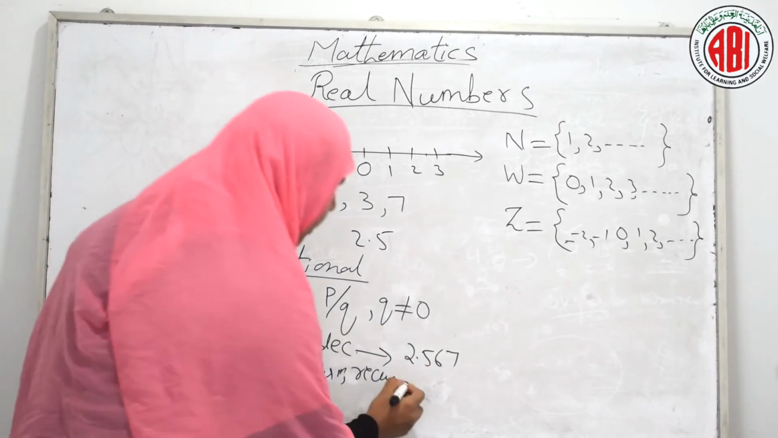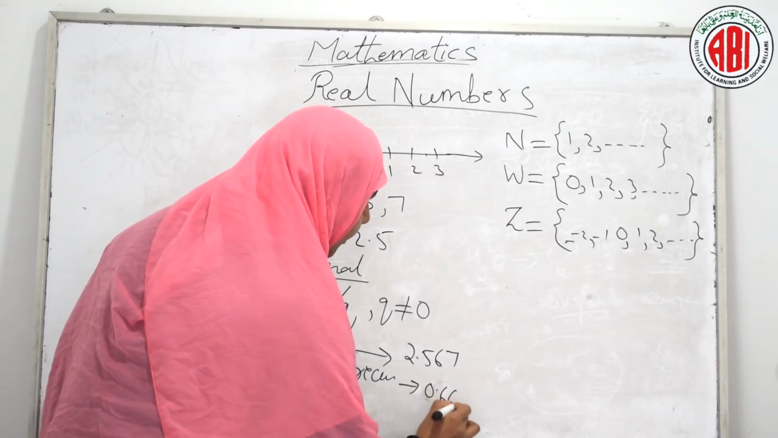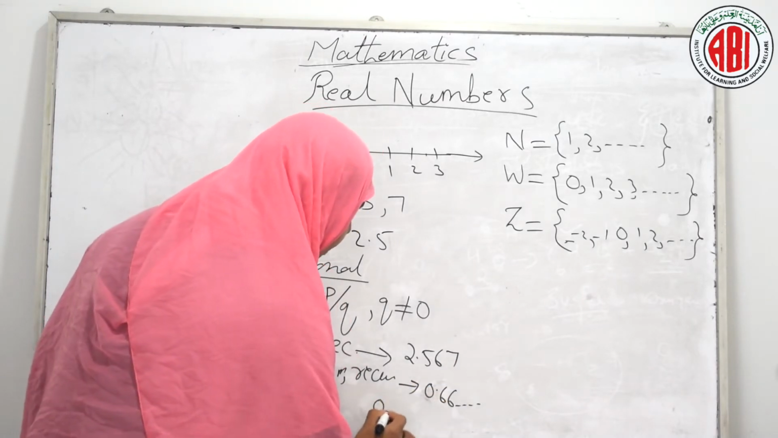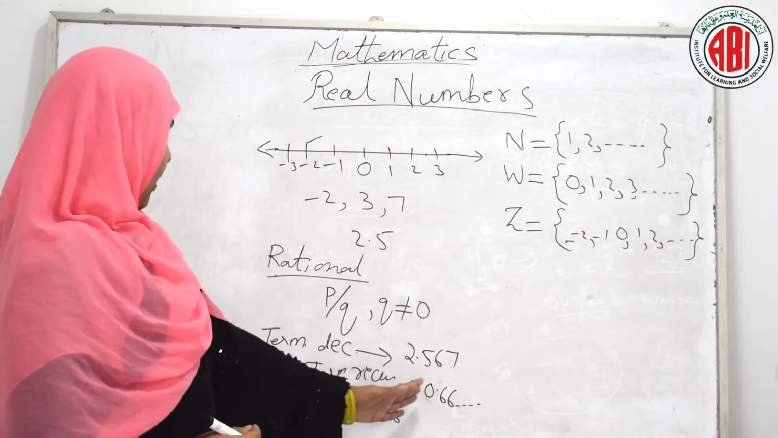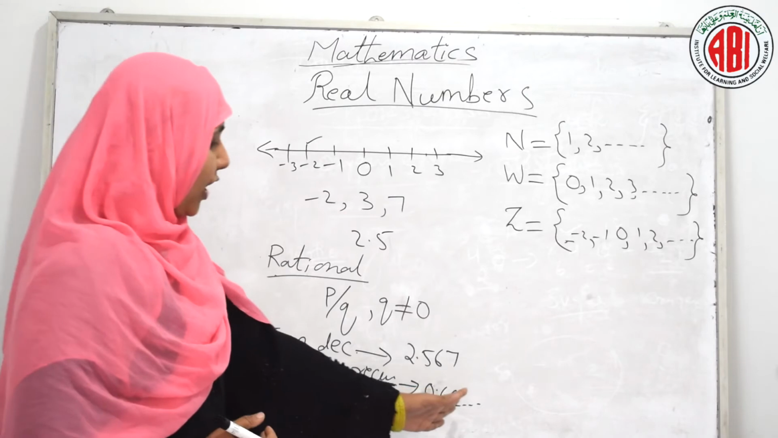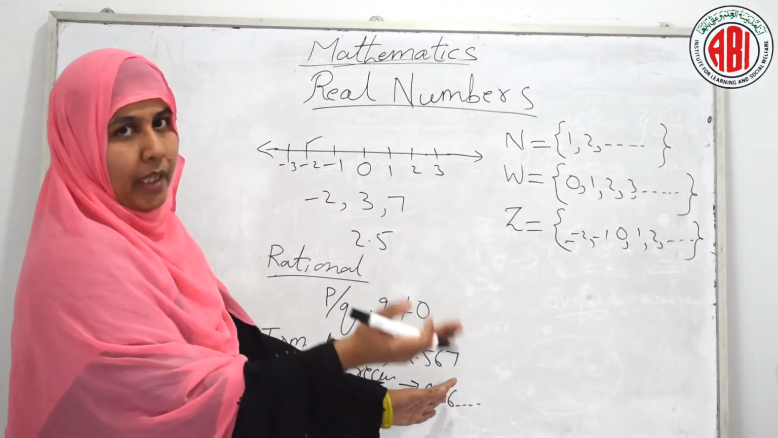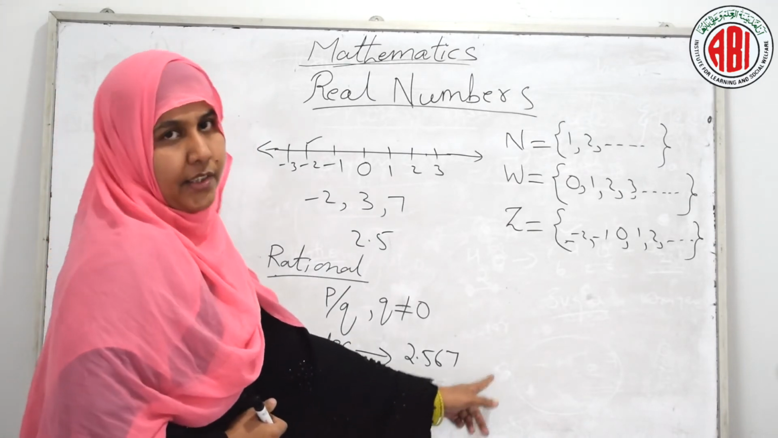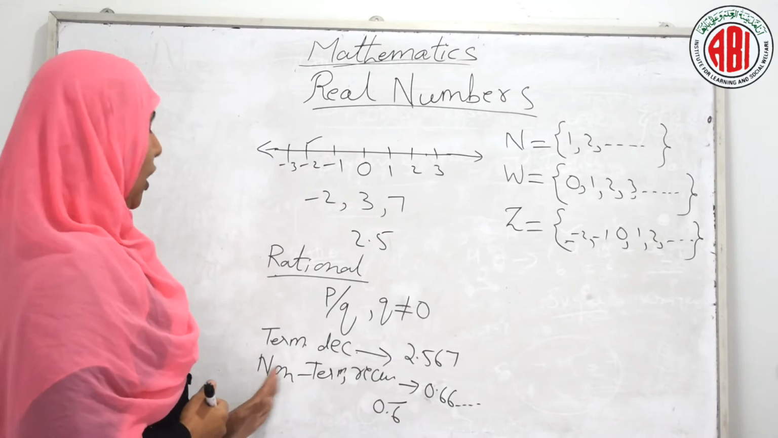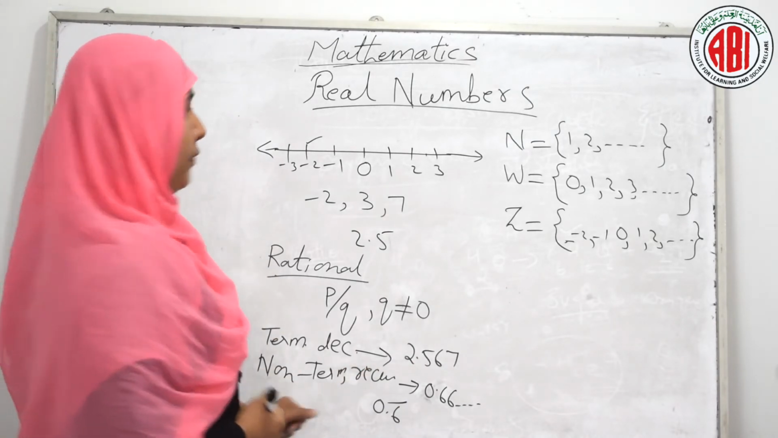Non-terminating recurring means, for example, 0.66 and so on. This we can write as 0.6 bar. Here the digits are non-terminating. That means they will not stop and they will recur. That means the same number is coming again and again, 6, 6, 6, 6, 6. So we can write this as 0.6 bar. Such kind of numbers are called non-terminating recurring decimals. So this comes under rational.